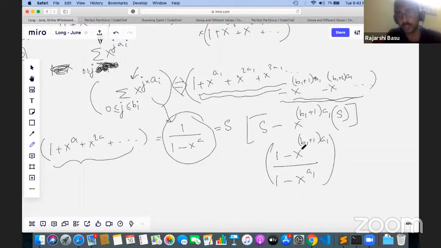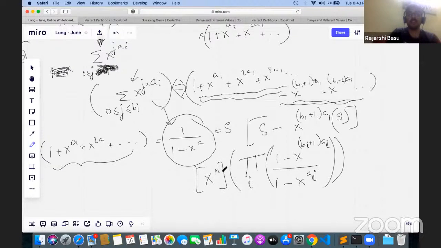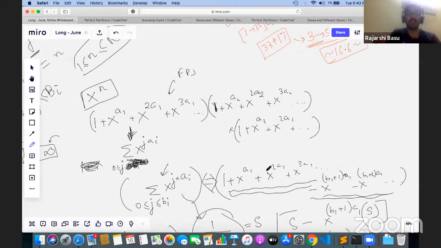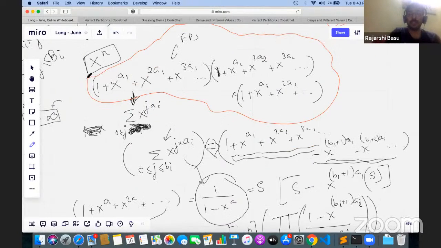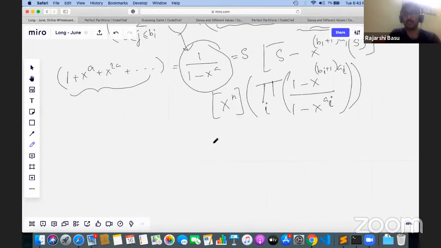So here, instead of a1, what we have to do is take the product over this for all a_i, for all i, and find the coefficient of x to the power n, right? Because this product notation is effectively just what I've written here. Now it was pretty easy to derive this formal power series expression. The key part here is what to do after this. How do we compute this?